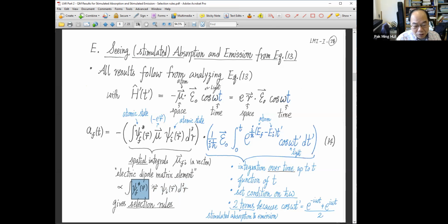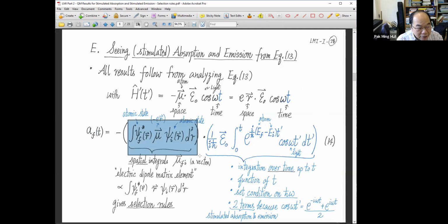Some of the integrals may be 0, then you have no chance of finding the atom to go from that particular initial state to that final state. So you may have heard about this before, called forbidden transition, not allowed. But if this is not 0, then this transition is allowed. But now you know a lot more.